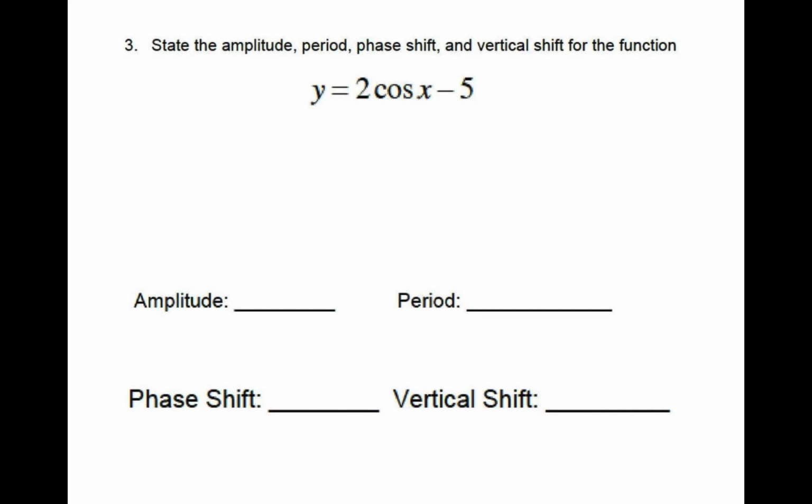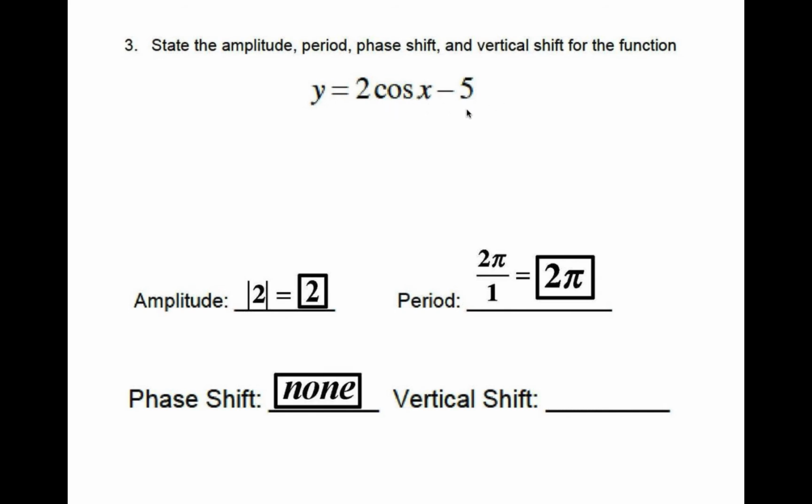All right, state the amplitude, period, phase shift, and vertical shift. So the amplitude is the absolute value of the number in front, so 2. Your period is 2 pi divided by the number of x's. There's only one x, so 2 pi divided by 1 is 2 pi. Your phase shift, there are no parentheses, so there is no phase shift. And then your vertical shift is the number on the end, so we're going to go down 5.